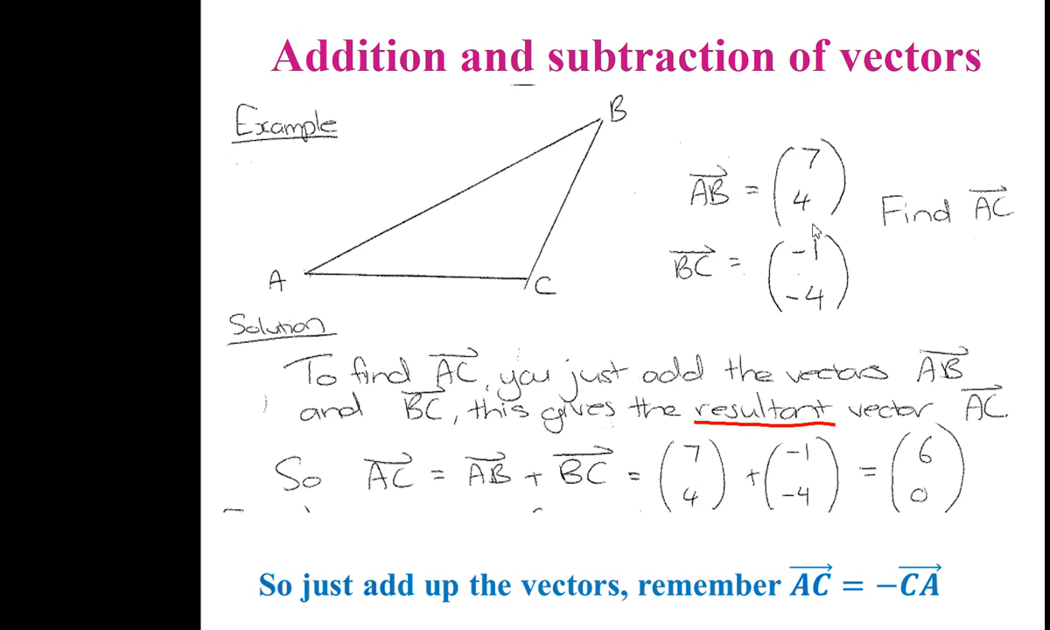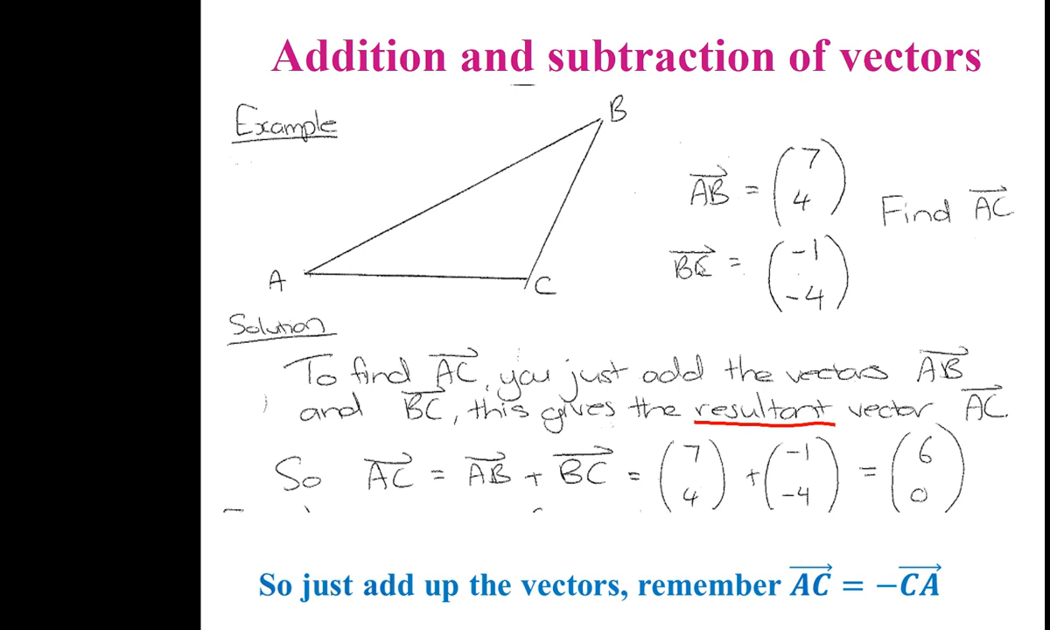So that's been defined here. Find AC. Notice that AC is a resultant vector of AB plus BC. So AC is the same thing as AB plus BC. To find AC, a resultant vector, you just add vectors AB and BC, and it's got to go here and here. It's got to follow the direction of these ones.